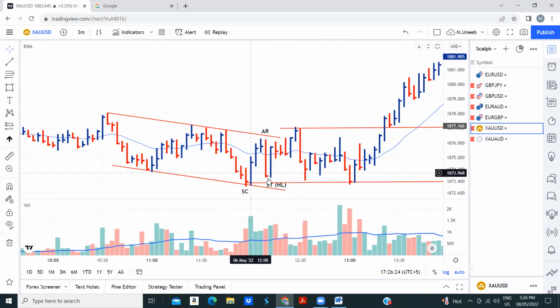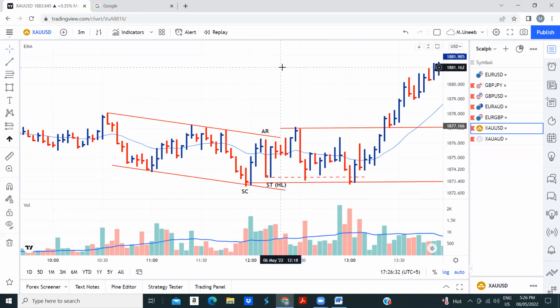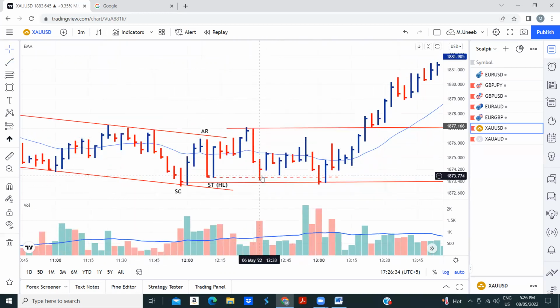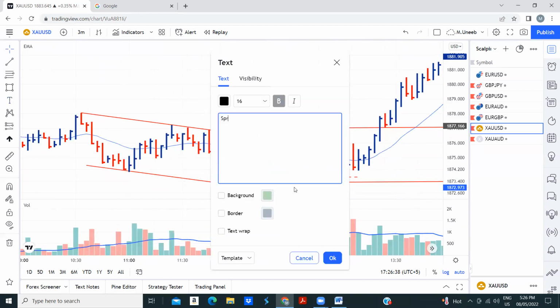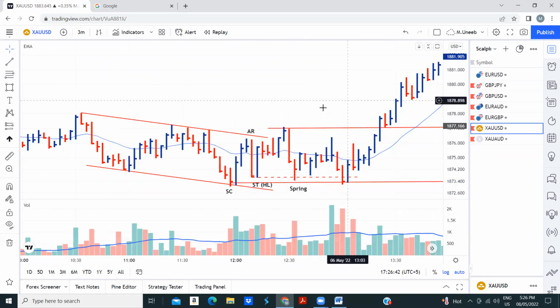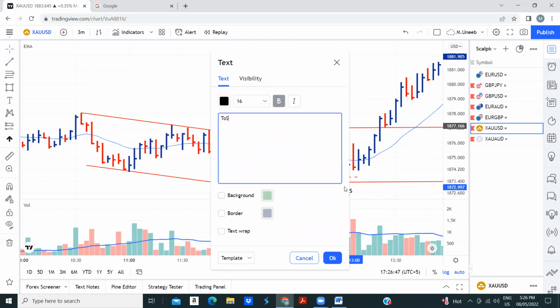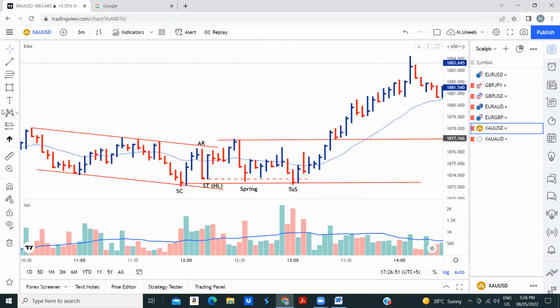And when we see a higher low, what we can do, we can draw another small line from here, a very short one. Okay, we can extend it, dotted line. And now this is spring. This is what? Tell me. Spring. Okay. And after spring, what do we see? This one. Test of spring, right? And after test of spring, you can take long.